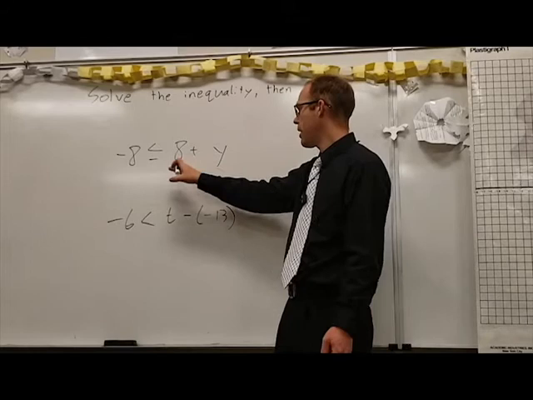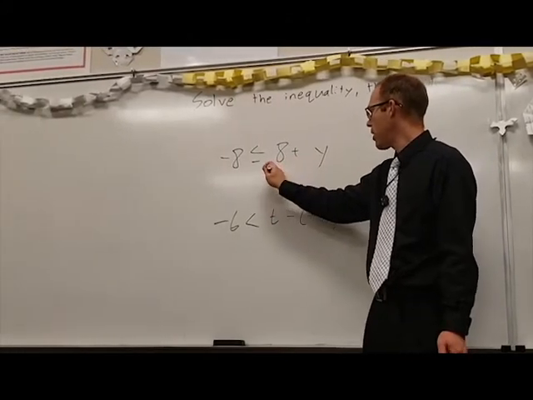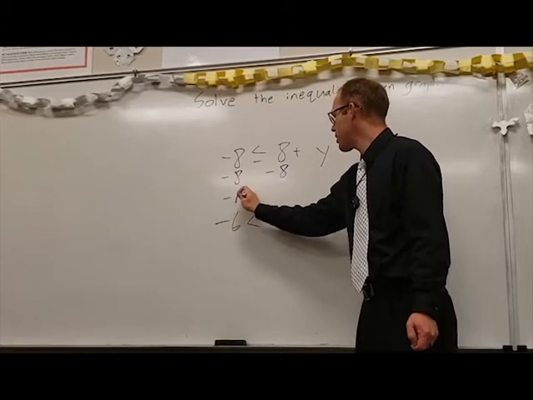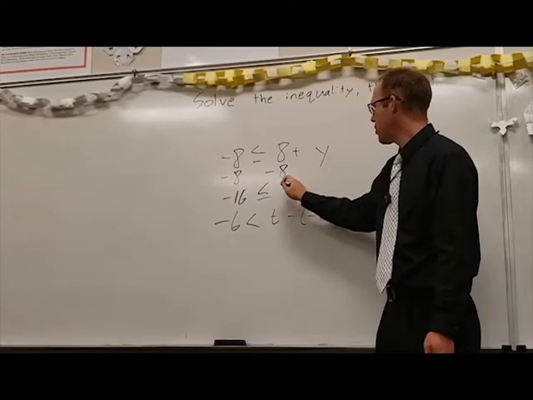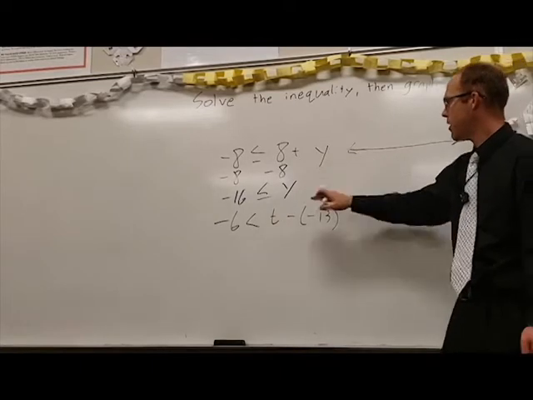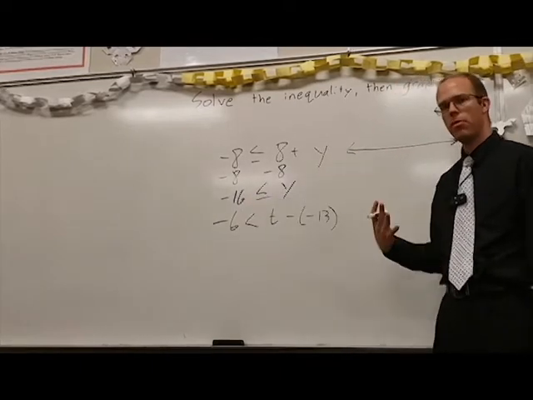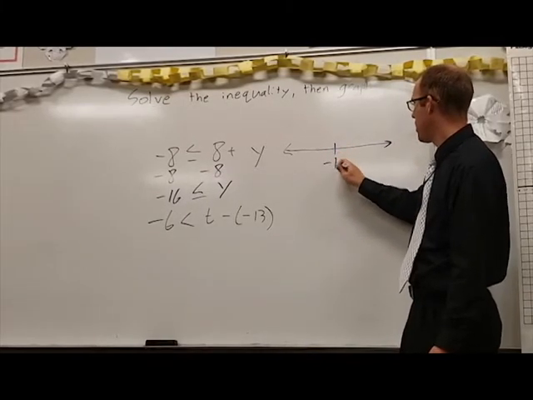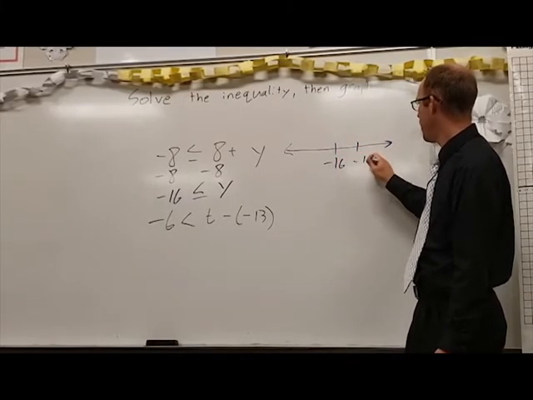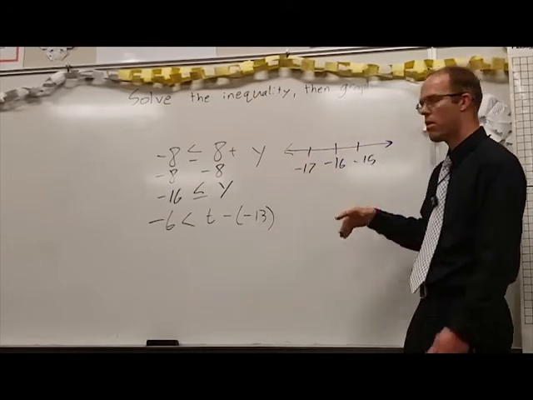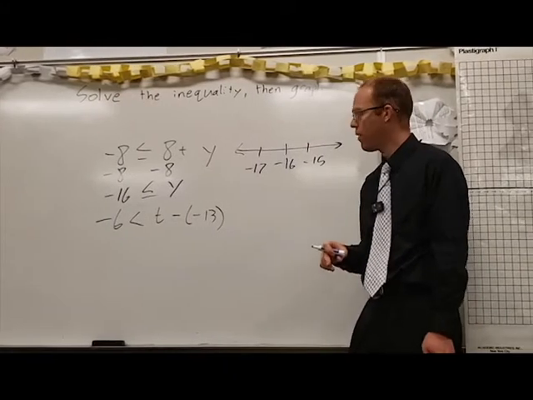So we notice that we're adding an 8 to the y. The 8 is positive, so we're going to subtract 8 from both sides. That gives us negative 16 is less than or equal to y. All right, we got to graph the solution, and negative 16 is kind of far away from 0, so if you remember from our last time, we don't have to have 0 on the number line. I'm just going to put negative 16 here, negative 15 on that side, and negative 17. That's enough for me to see where all the numbers are and which direction our solutions are found.